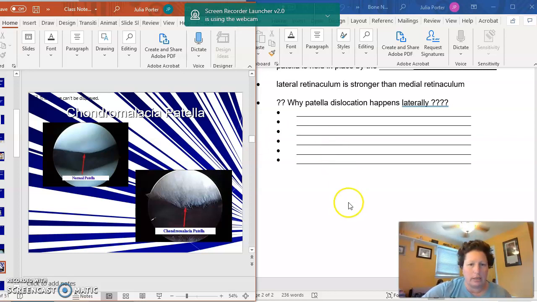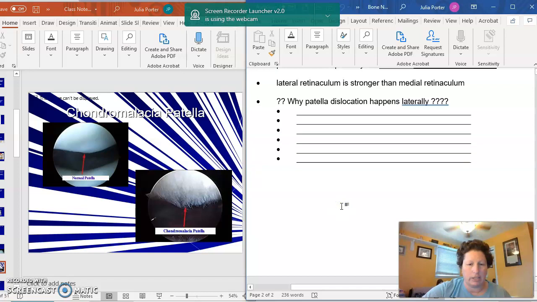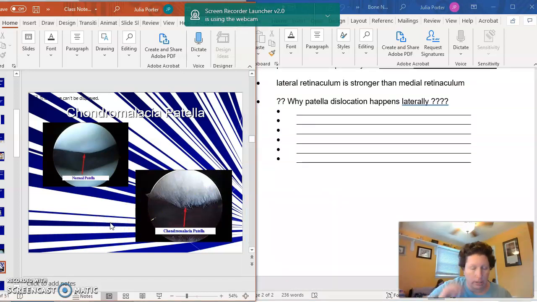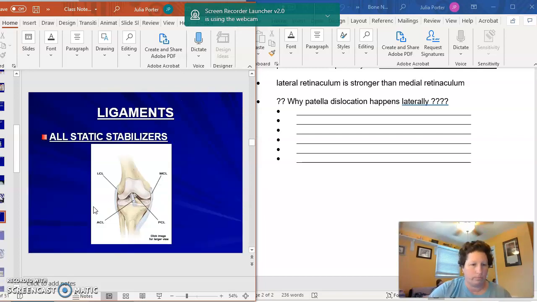Chondromalacia patella is another issue with the knee. Chondromalacia patella happens from a lot of overuse. So it's where the underneath surface right here becomes very frayed. What it does is it causes inflammation and popping and clicking, and sometimes the kneecap will catch.